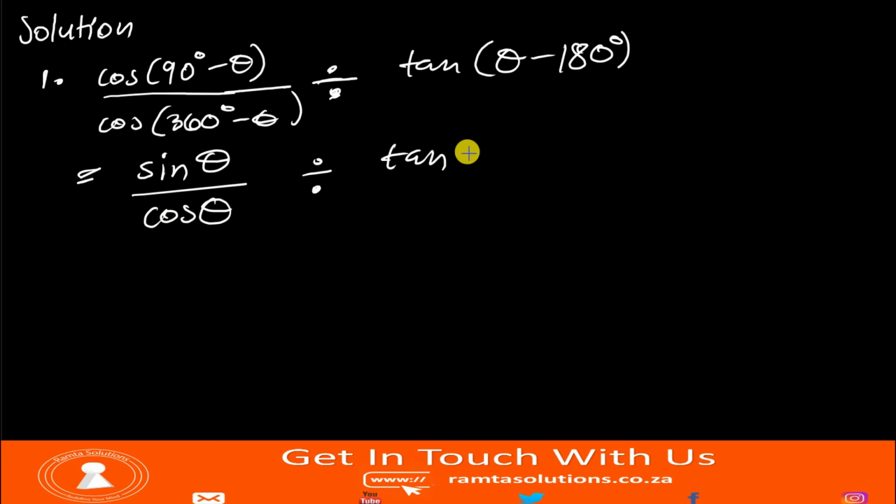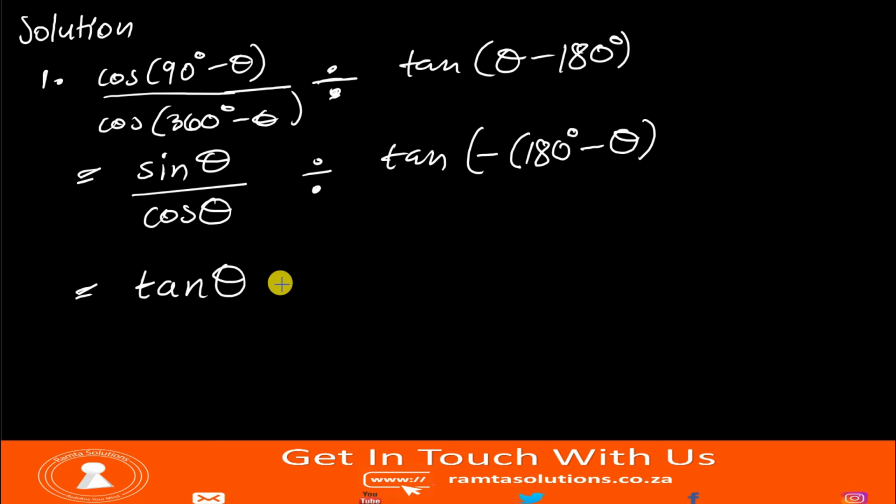Now, this one here, you need to simplify it. It has to be tan. I want you to take negative as a common factor. What are you left with? 180 degrees minus theta. Now this is interesting. Sin theta over cos theta, there's something that you know about it. It is equal to tan theta.